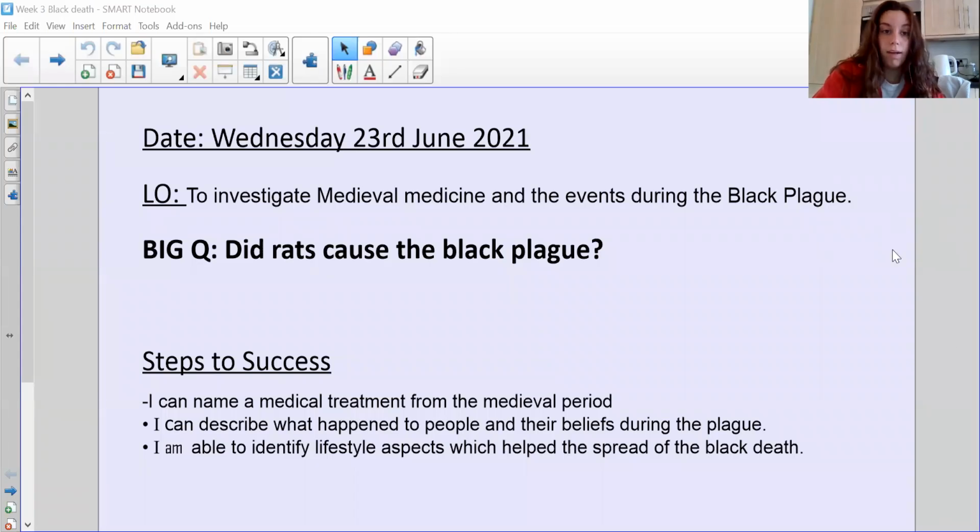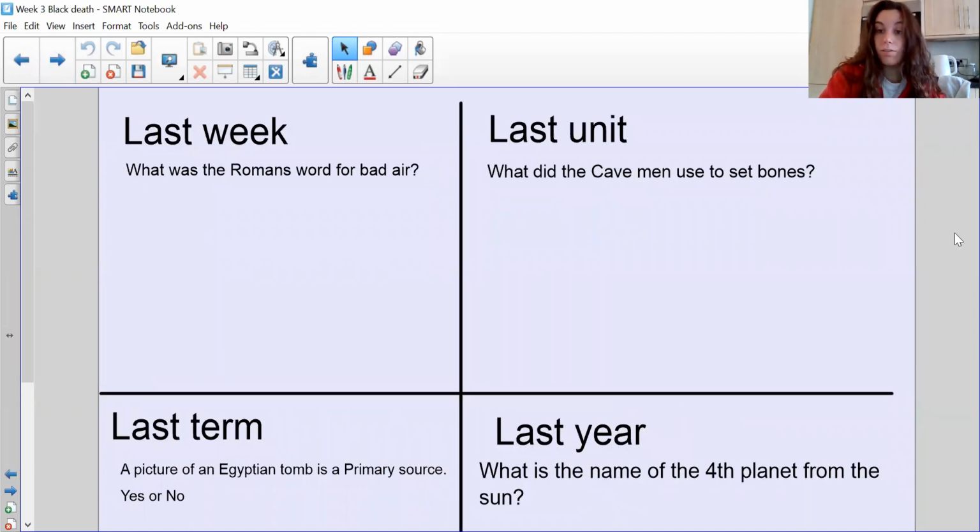So our LO is to investigate medieval medicine and the events during the Black Plague. Our big question is, did rats cause the Black Plague? I know you can't respond to the questions, but if you'd like to, have a little write down to see what you can remember, feel free.